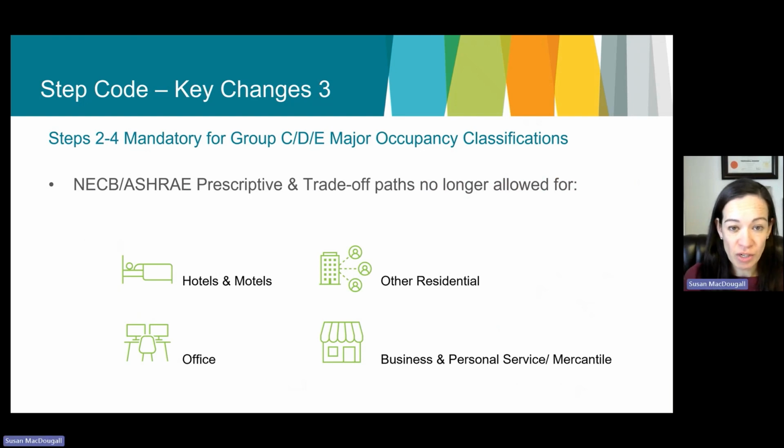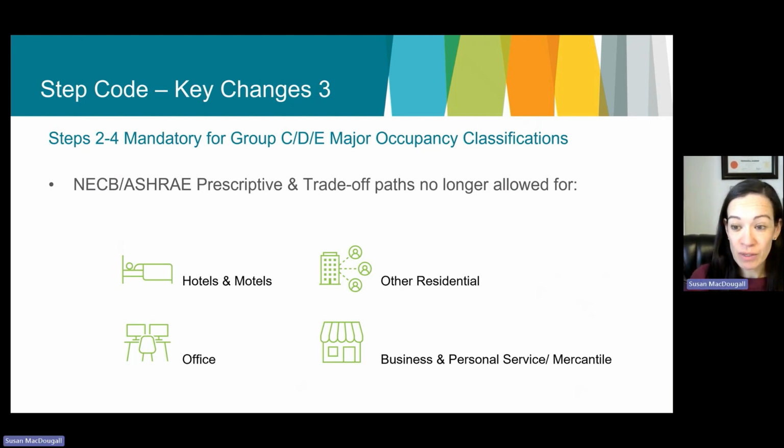The third major change under the STEP code is that for group C, D, E major occupancy classifications, STEP code is now required. It's no longer just a voluntary level above base building code compliance. So what that means is NECB and ASHRAE prescriptive and trade-off paths can no longer be used for those classifications, which are hotels and motels, other residential buildings, offices, or business and personal services mercantile.